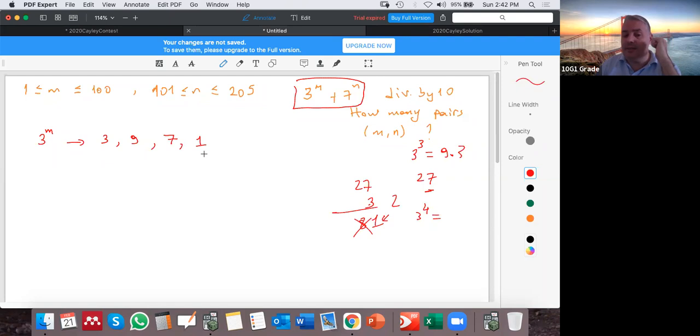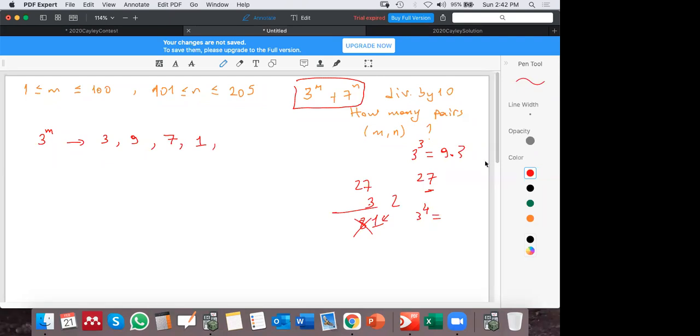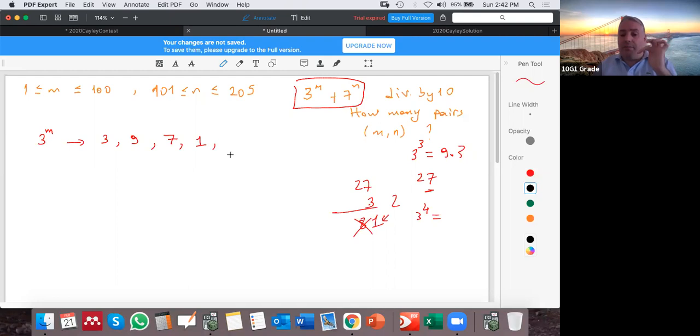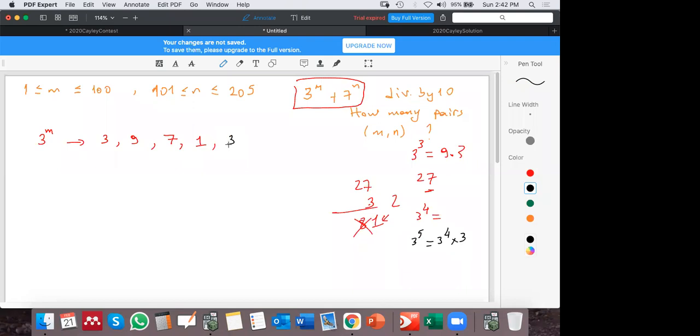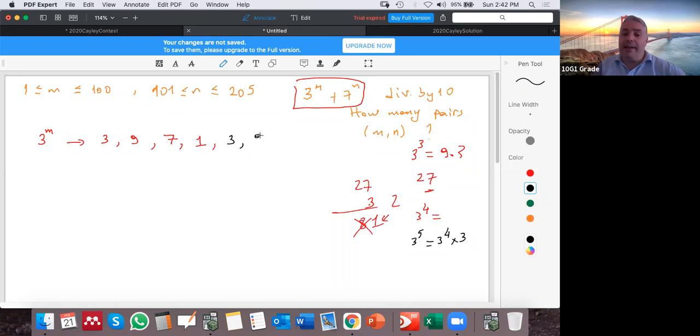Any question till here? And then the other, be careful now. What will be 3 to the power of 5? It is 3 to the power of 4 times 3. Whenever I have 3 to the power of 4, the last digit is 1, so 1 times 3 will be 3. Then 3 to the power of 6, this one times 3, will be 9. So what I see, if I continue, is that I start with 3, 9, 7, 1, and then 3, 9.